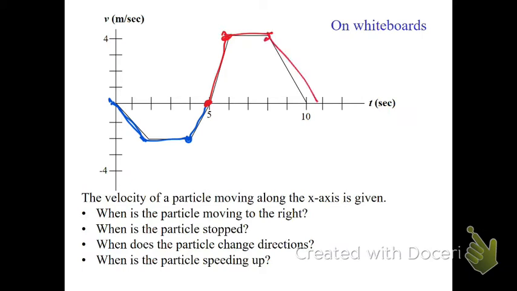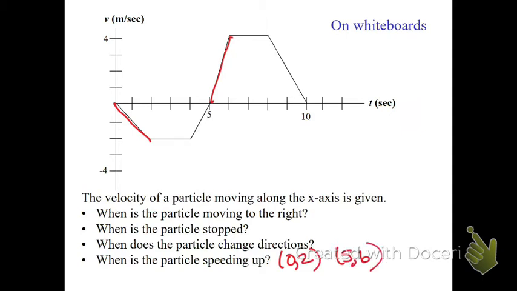So to summarize, speeding up, think of that as going away from 0. This is speeding up. This is speeding up. Okay? Slowing down, you're going towards 0. So when is the particle speeding up? In these 2 places, 0 to 2 and 5 to 6. Okay, so that's all review. Supposedly you already know that.